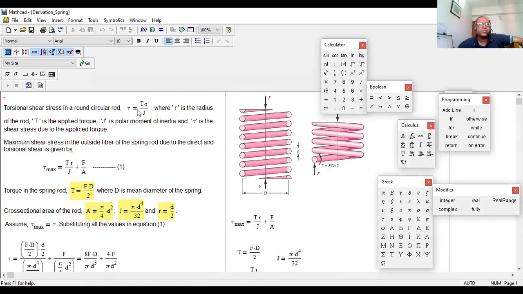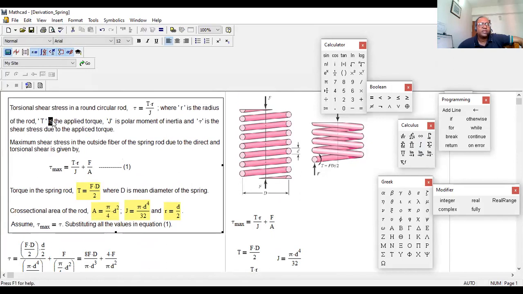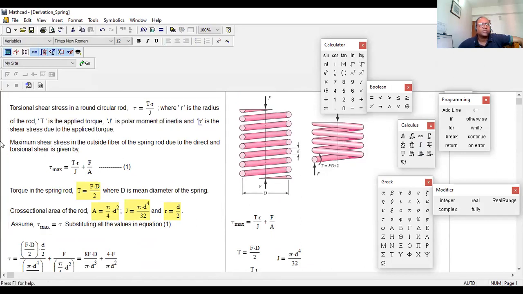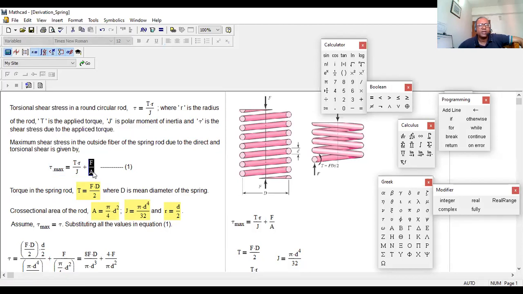Torsional shear stress in a circular rod has this formula, where R is the radius of the rod, T is the applied torque, J is the polar moment of inertia, and tau is the shear stress due to the applied torque. Right over here, there are two forces working: direct shear and torque. So tau max, that means the maximum shear stress in that portion, is TR divided by J plus direct shear F by A.